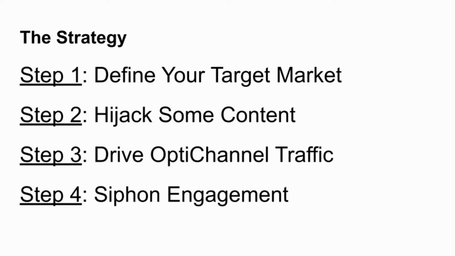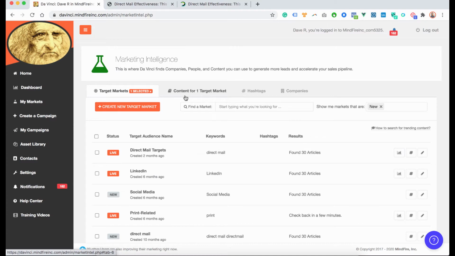I've just shown you, first of all, how to define your target market. We made the direct mail target market. I showed you step 2, which is how to hijack some content for that. And now step 3, I'm going to show you how the system actually creates a campaign, like all of the elements that you need, all the Opti-Channel elements that you need to drive traffic to that piece of content, okay? And the reason why you're doing that is so you can siphon engagement from that content and turn it into leads, okay?